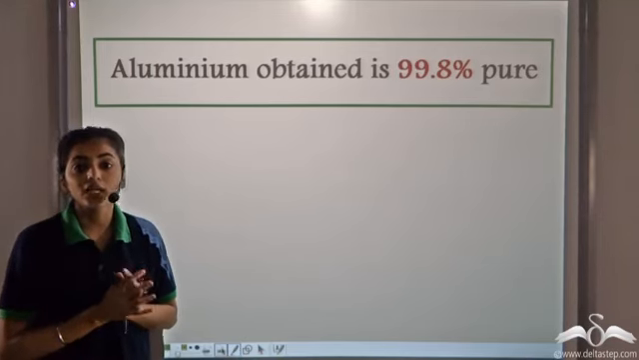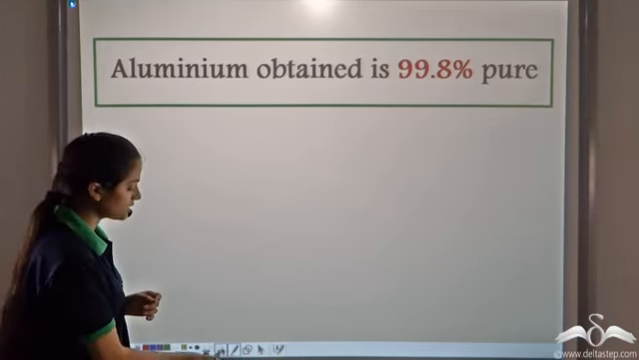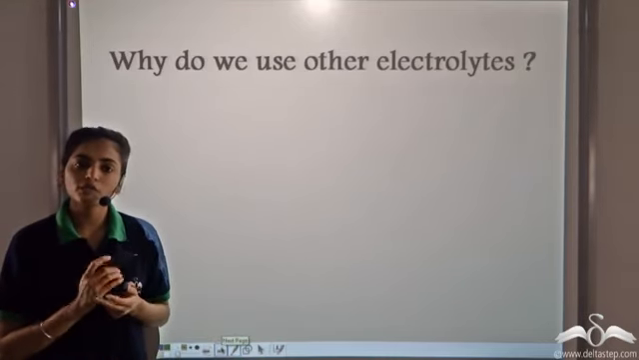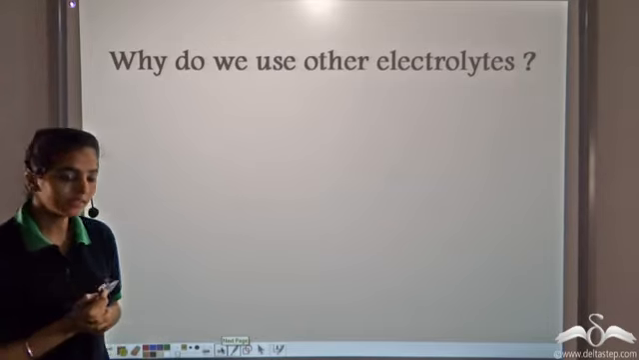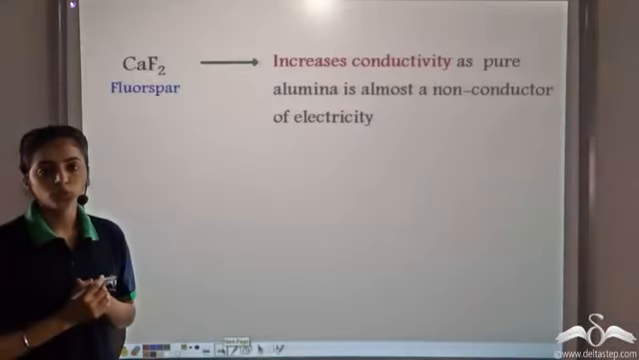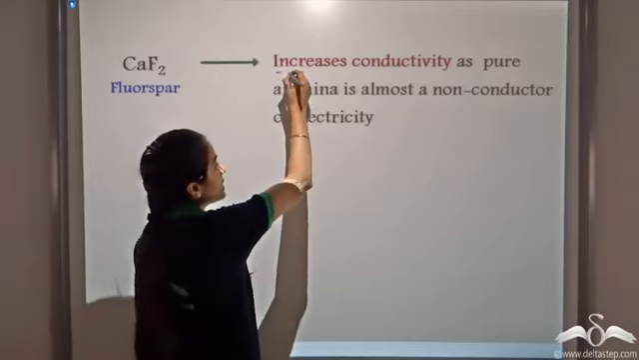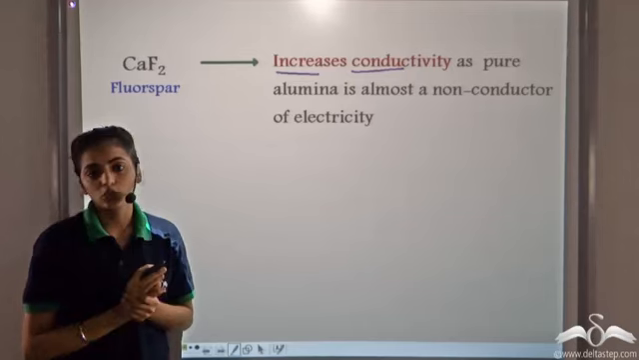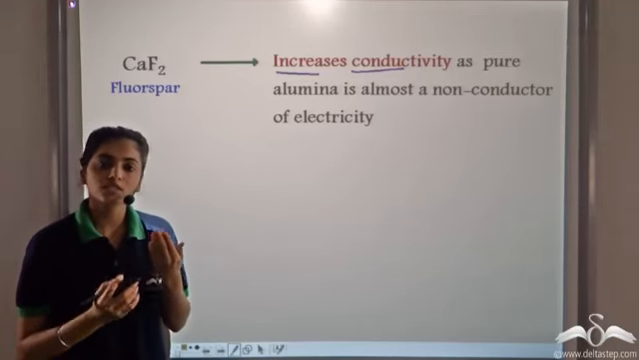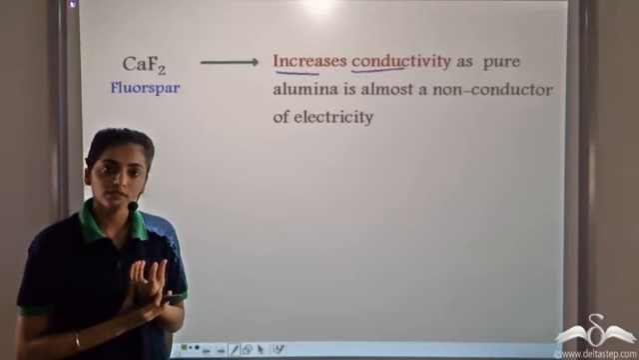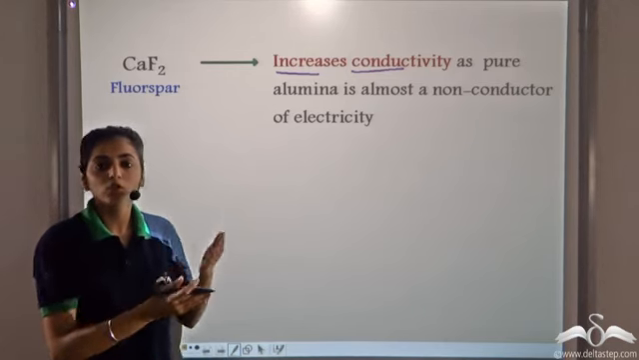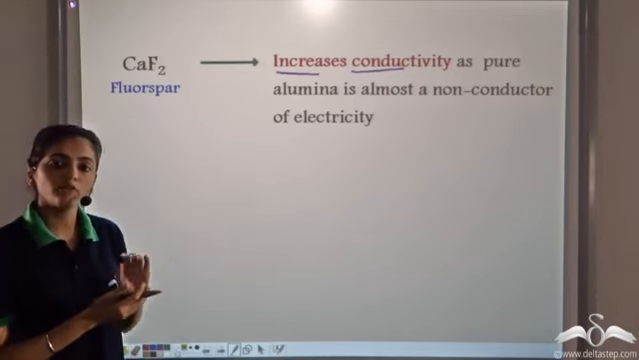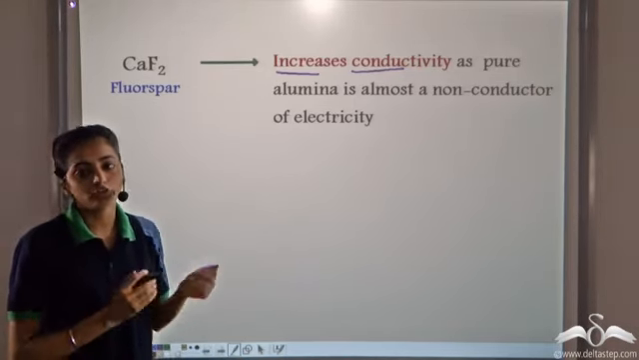Now the question is, while carrying out this process, we used 2 other electrolytes. Why did we use those 2? Let's try to answer that. CaF2, this is used to increase the conductivity of alumina. Alumina itself is a non-conductor of electricity, and we know for electrolysis to take place, we need a good conductor. If we only use alumina, it will not conduct electricity, and hence aluminium cannot be separated. So we use CaF2 to increase the conductivity of alumina.